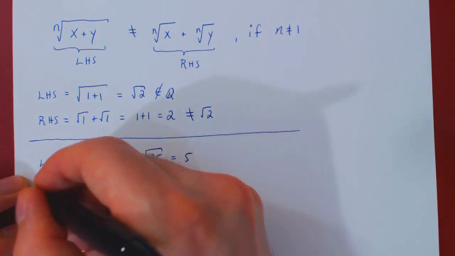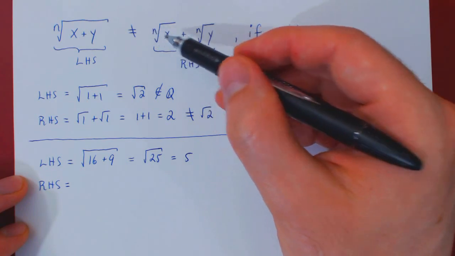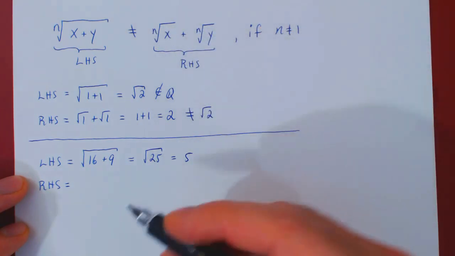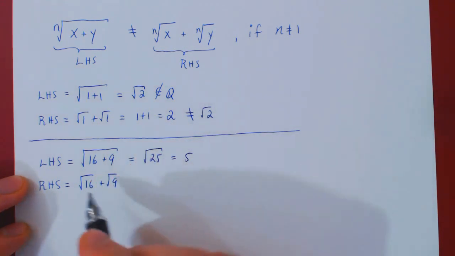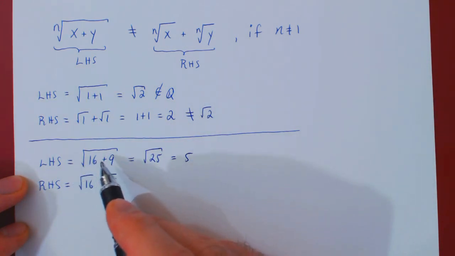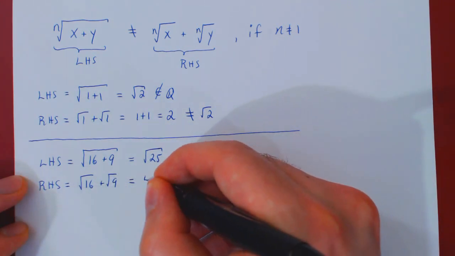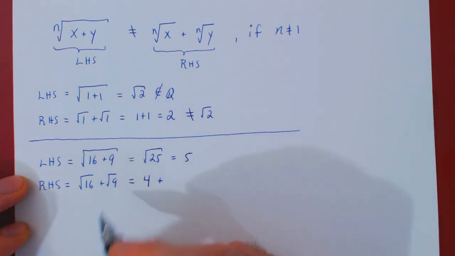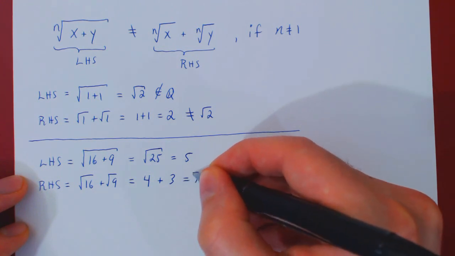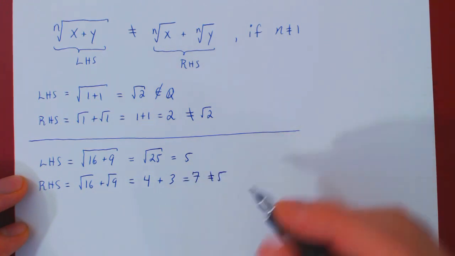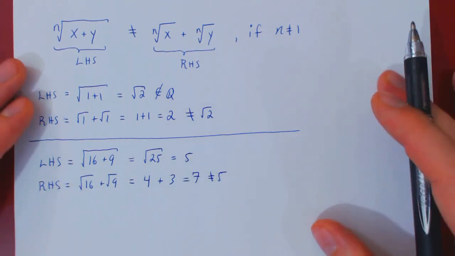What about the right-hand side? Then we have the square root of 16 plus square root of 9. If we try to apply the square root onto the two terms of our sum, well, the root of 16 is 4, as 4 squared is 16, plus the root of 9 is 3, as 3 squared is 9, and 4 plus 3 is 7. Clearly not equal to 5, and so once again the right-hand side is not equal to the left-hand side.